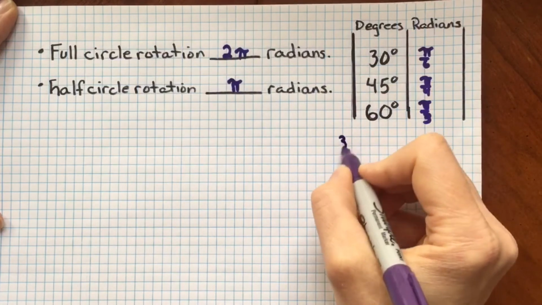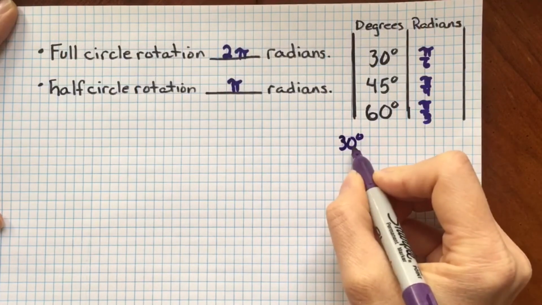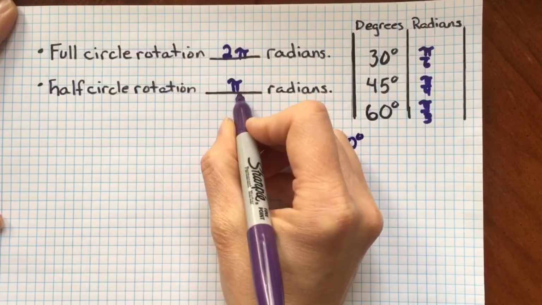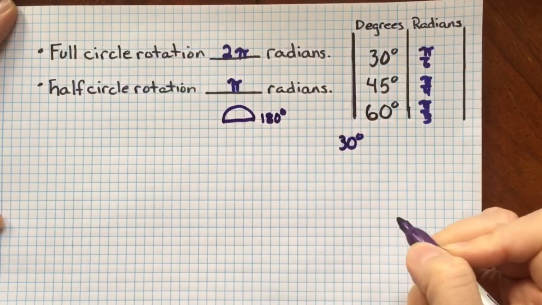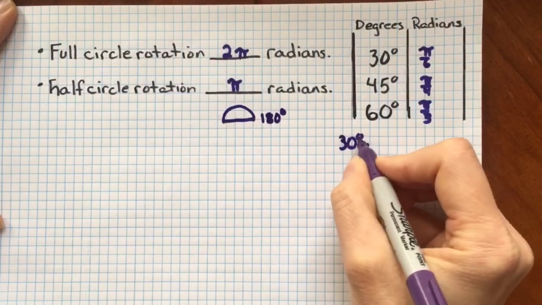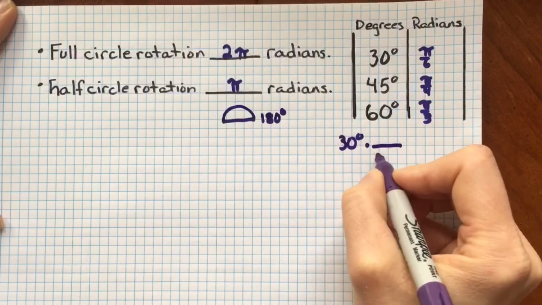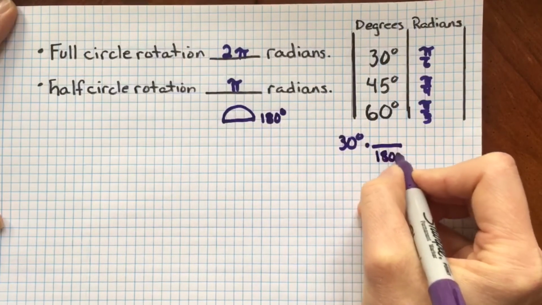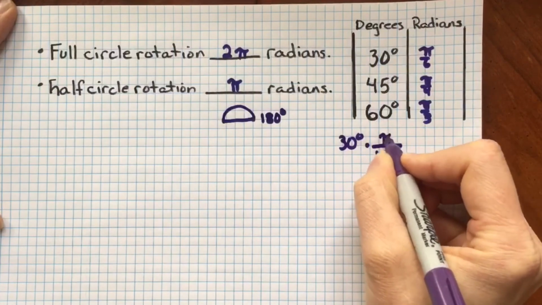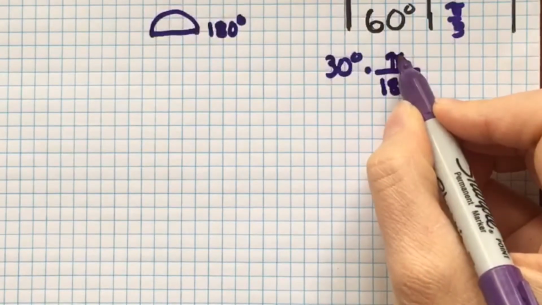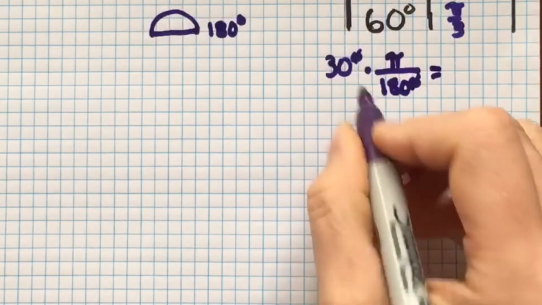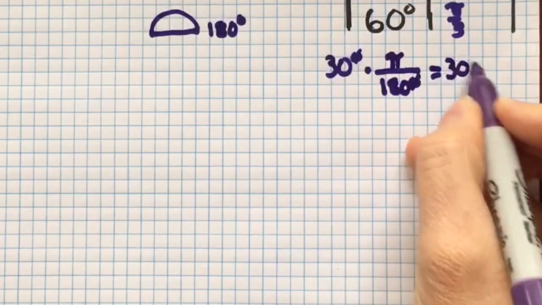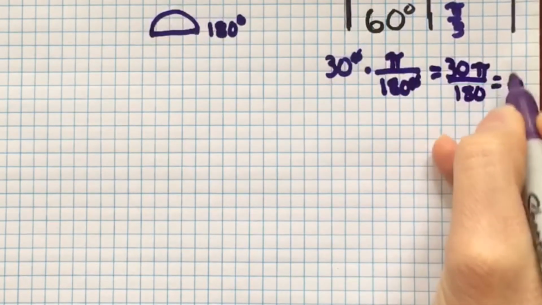If I'm given 30 degrees, then I need to somehow convert this to radians. So I need a conversion factor. Well, we know that a half circle rotation is pi radians, and of course, in degrees, a half circle is 180 degrees. So there's my conversion factor. 30 degrees times, now think about this, I want the degrees to go away. So I'm going to put the 180 degrees on the bottom and pi on the top, and we know that pi radians is the same angle measure as 180 degrees. The degrees divide out, and we are given 30 pi over 180, which reduces to pi over 6.